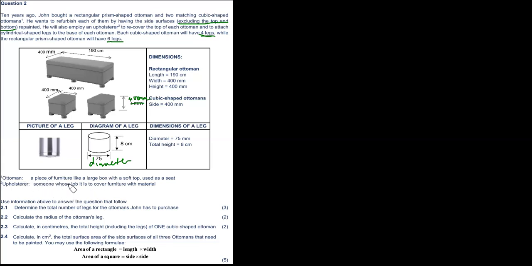Now, an ottoman is a piece of furniture like a large box with a soft top used as a seat. We all know these things. I think we've seen them, and some of us have them at home. An upholsterer is someone whose job is to cover furniture with material.